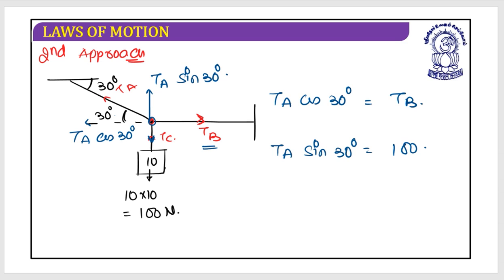So from this, TA into sine 30, which is 1 by 2, would be equal to 100, and TA would be equal to 200 Newton. Now once you have the value of TA, you can easily calculate the value of TB, which is over here. I hope these things are clear. So will you be able to solve this kind of questions? Are you sure? Great. So let's wind up this session over here.